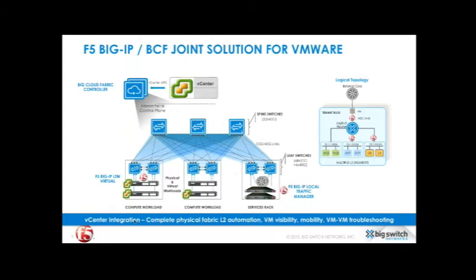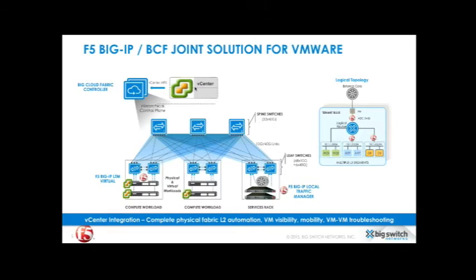So Big Cloud Fabric now supports VMware vSphere server virtualization by delivering the benefits of open switch hardware and SDN to VMware environments. The controller directly integrates into the VMware vCenter to automate network application deployment on the physical SDN fabric, and this integration enables VM visibility, including VM mobility, directly through the BCF controller GUI.